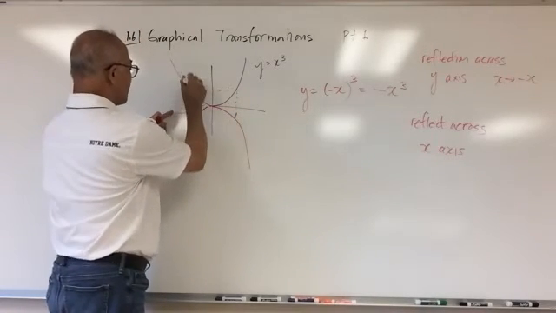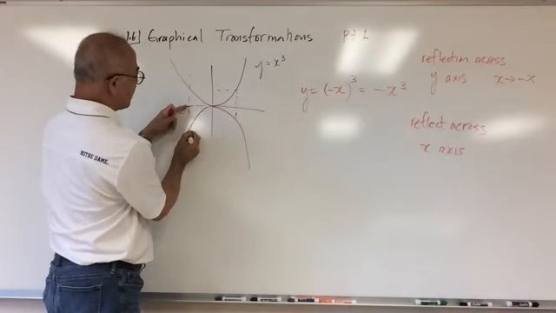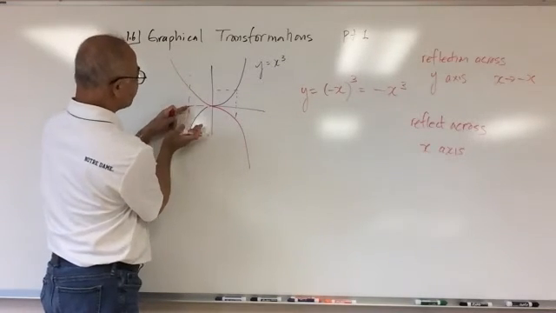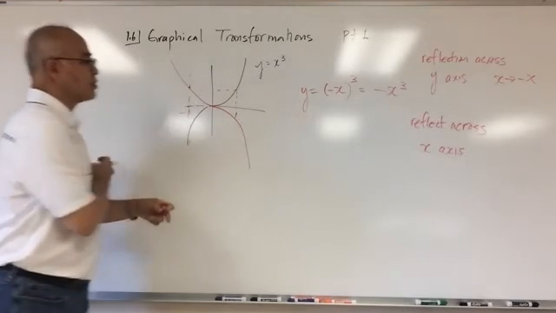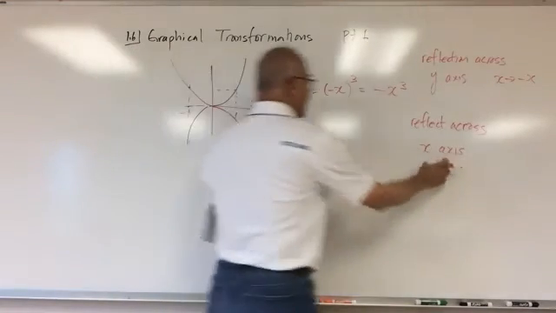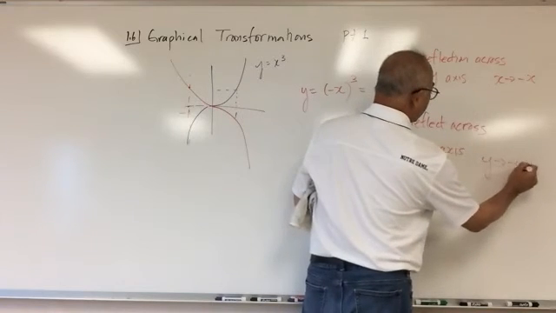If I start with this guy here, where it used to be here, -1, I'm going to reflect that across the x-axis. So it's going to be over here. So in other words, when I reflect across the x-axis, I'm going to go ahead and change the y to -y.